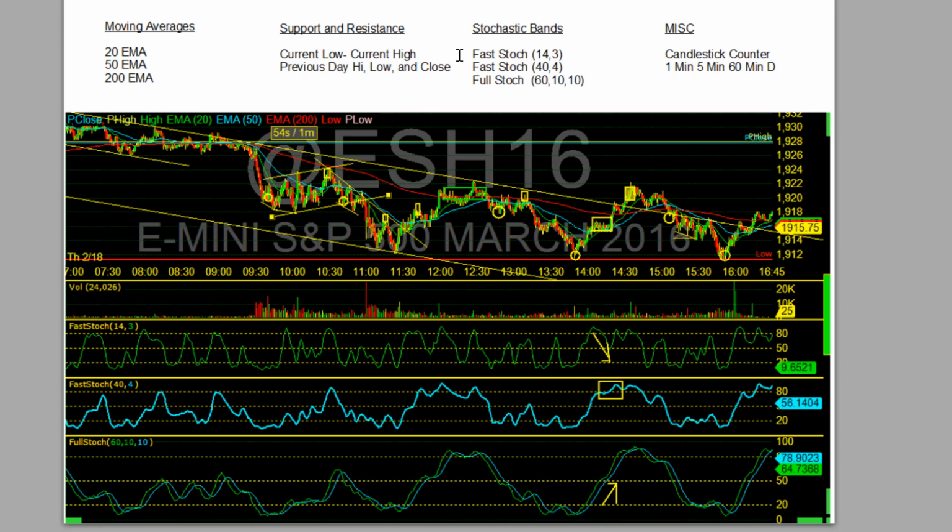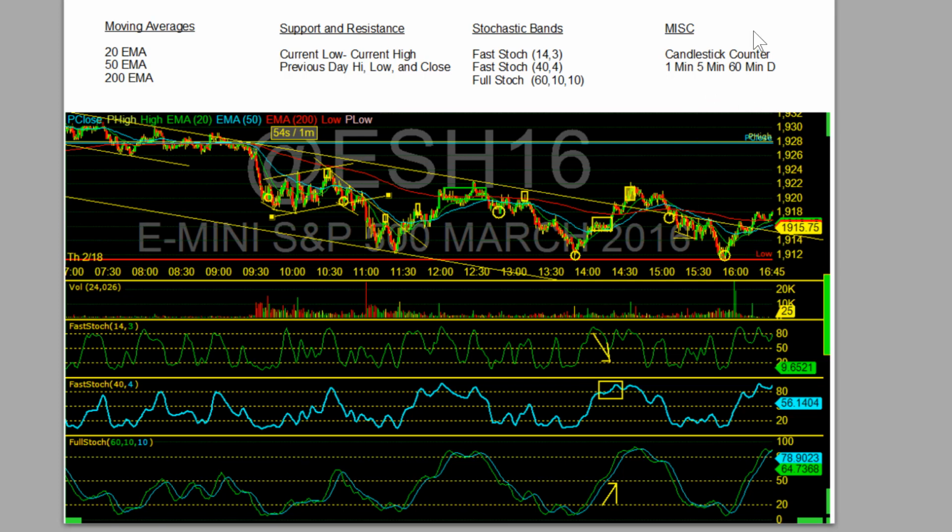All right. Stochastic bands, fast, fast, full. You can keep them all fast. I don't want to get you confused on this. I usually use the 9, 3, 14, 3, 44, and the 60, 10. Here, there's just 3 of them on here, the 14, 3, the 40, and the 60. I would say get rid of the 40, use the 9, 3, 14, the 9, 3 is the fastest, the 14, 3, and the 60, 10. I need to update this slide here. So, again, 9, 3 is your top one, 14, 3, and then the 60, 10.